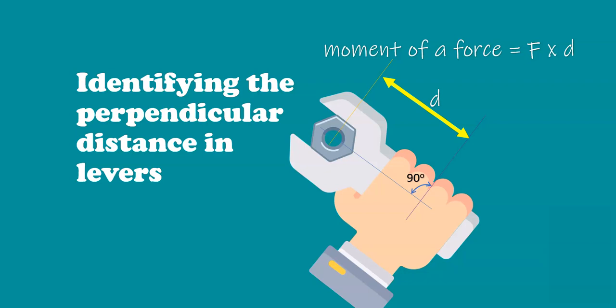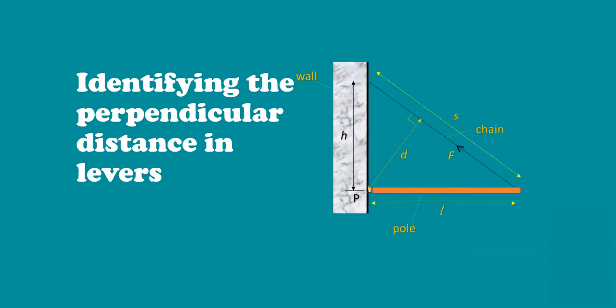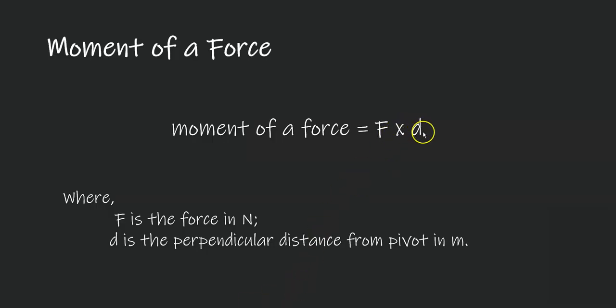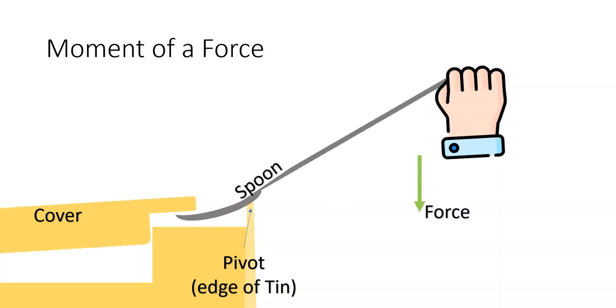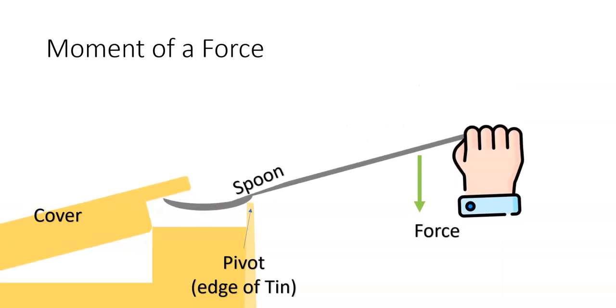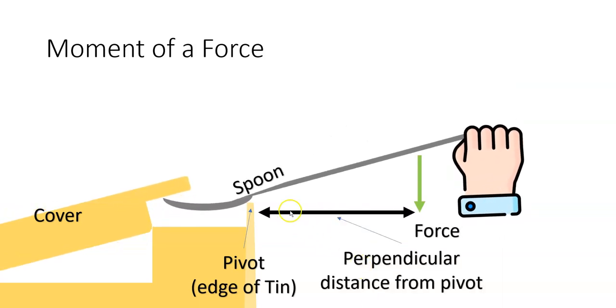However, many students did not get the correct answer in solving the moment of a force because they make the mistake of using the wrong perpendicular distance. Hence, in this lesson, we are going to focus on identifying correctly the perpendicular distance. We started this course with the example of using the spoon to open a tin's cover. If I exert a force that is vertically downward, then the perpendicular distance is this length.